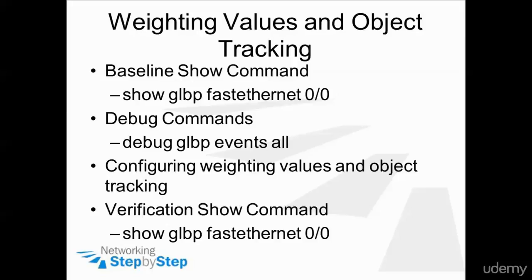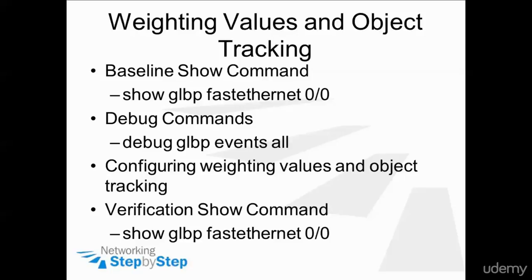In this video cheat sheet, I will be configuring GLBP, weighting values, and object tracking. I previously have configured GLBP, and Router 1 is the AVG.